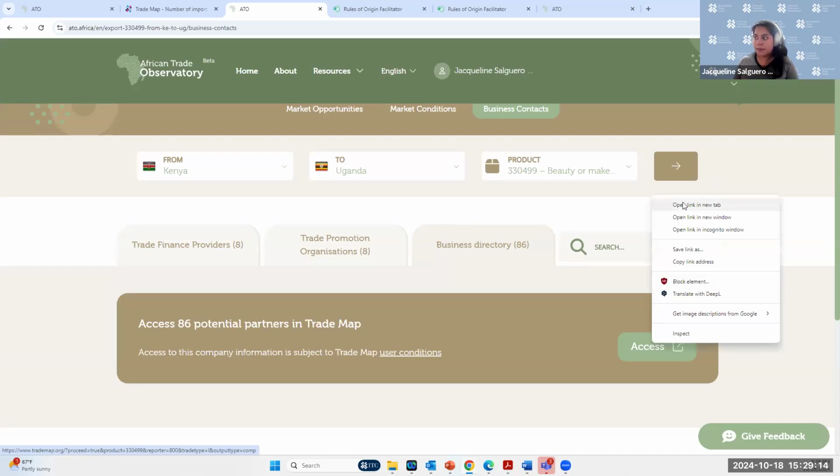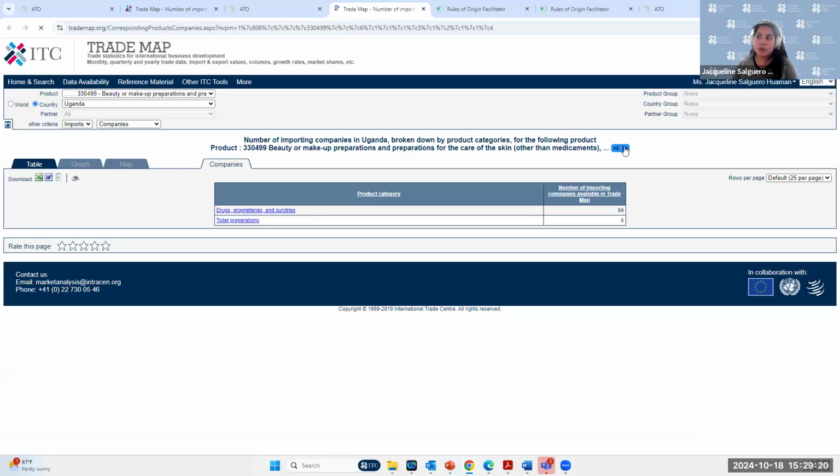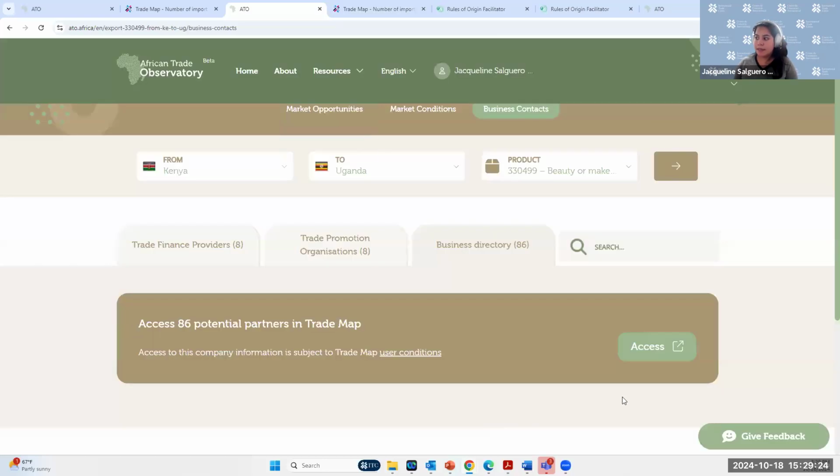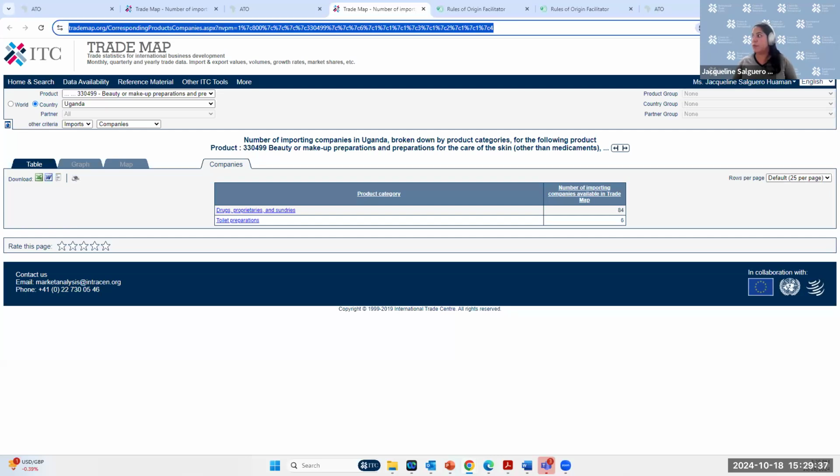To do so, I just need to click on access here. And it will take me to the website called Trade Map. Be careful here, because when you click on access, in my case, I have an account on Trade Map. As you see, my name is here and it takes me directly to my account. If you don't have an account, let me just show you how it will look.